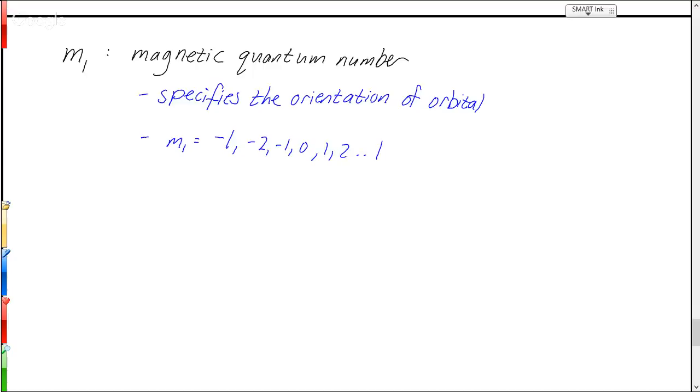It can take values from negative L to positive L. Well, maybe I should make it a script L or something so it doesn't look like a 1. So again, that means it depends on the number before it. When you've got your n number, if you're an electron at a certain energy level with a certain n, you have a certain choice of L's. Once you know what L you have, then you have a certain choice of different MLs that you can have.